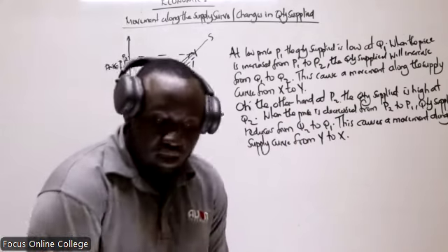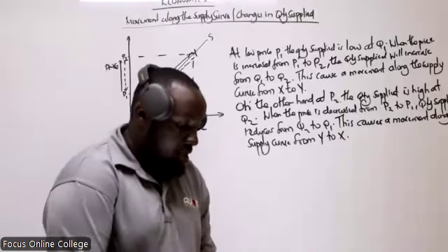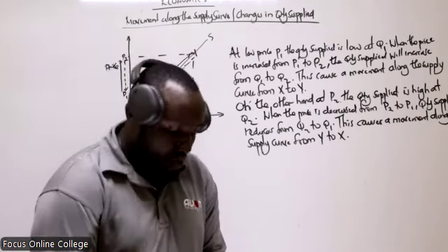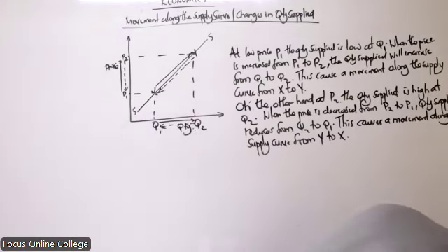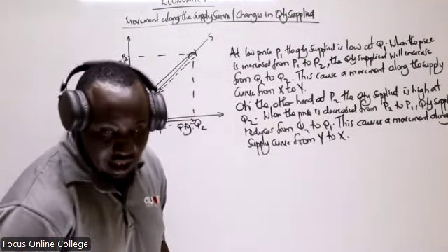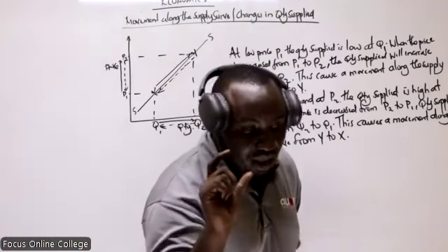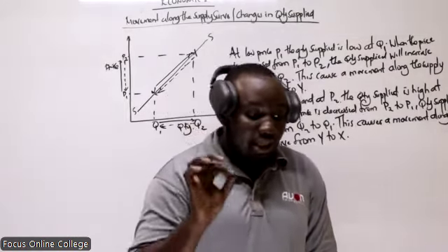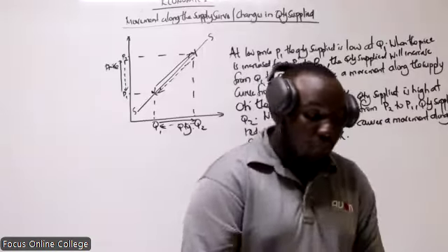It causes a movement along the supply curve from Y to X. Are we able to see that? But at the back of our mind, I did give you something: whenever we talk about movement or changes in quantity supplied, it is basically caused by changes in price only. Other factors are held constant.